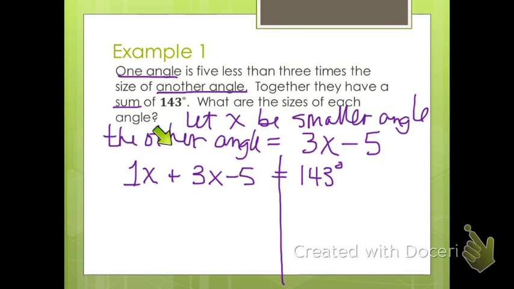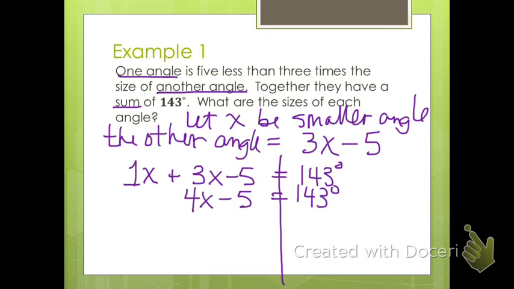So I want to take these. There's a term here, 1x, there's 3x, and then this term right here is actually a -5, or a subtraction of 5. Okay, so I can put these two x's together. So it would be 1 plus 3 times x instead of 1 times x plus 3 times x. So let's go ahead and write that. So we'll have 4x minus 5 equals 143 degrees. So I just combined those two terms. So my reason for that is just combining terms or simplifying.